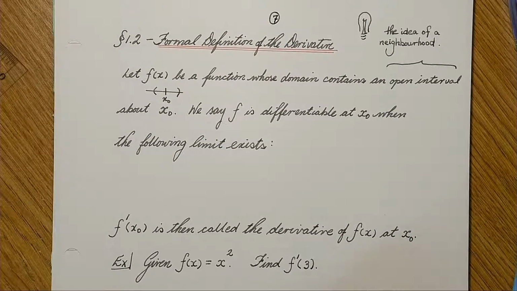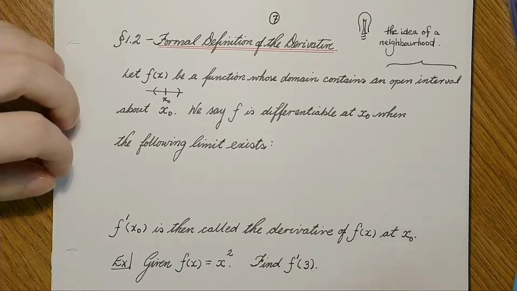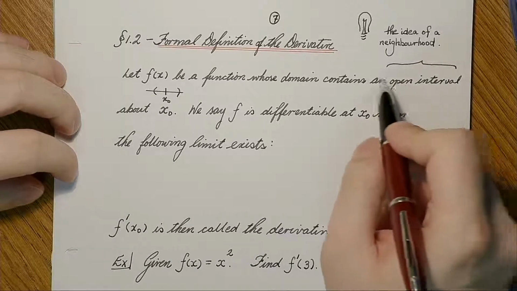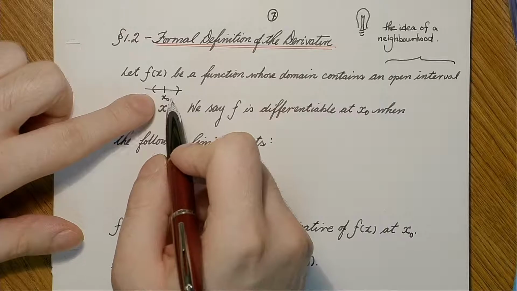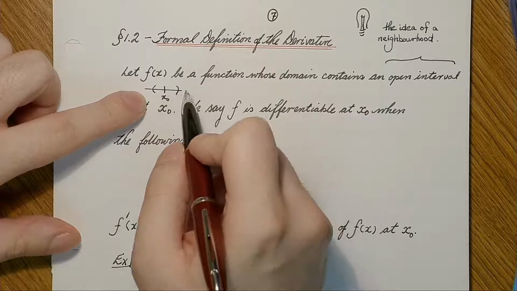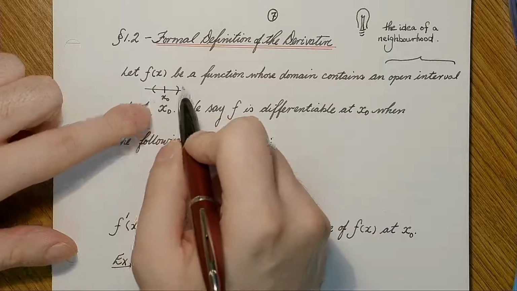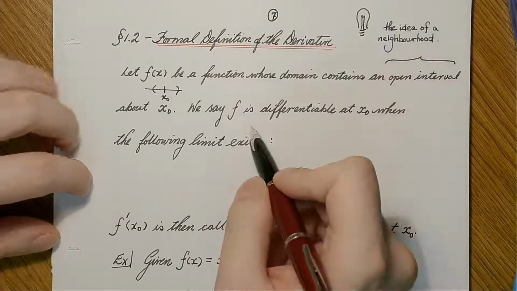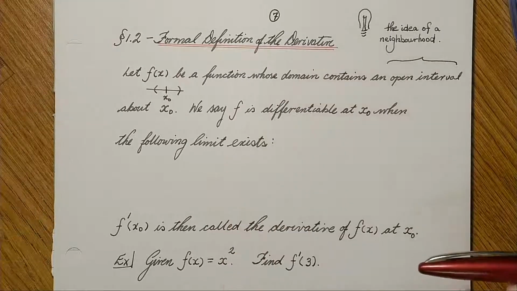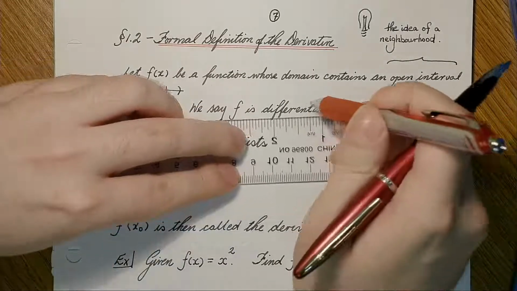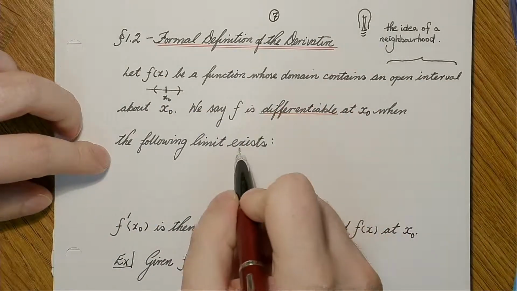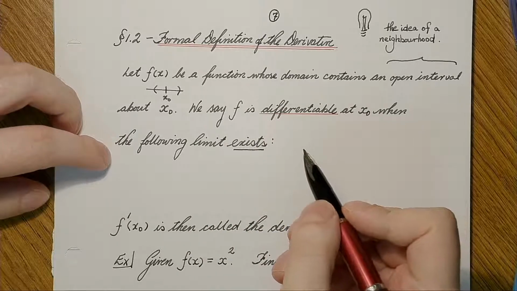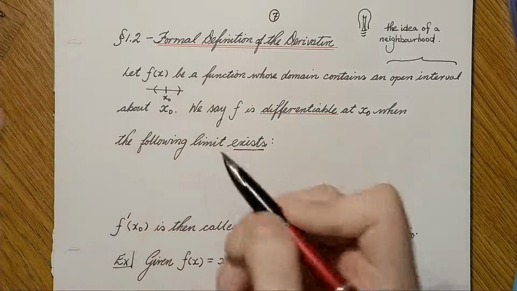So let's move on to the formal definition of the derivative. If we have a function f at x whose domain contains an open interval, so again, that's the idea of the neighborhood about x naught. So I've drawn this little diagram here. So there's our x, and I have my x naught, and I have an open interval around it. We say f is differentiable. So that's the term that we're defining here. It's differentiable at x naught when the following limit exists. So again, that means that the limit has to be the same approaching from the left-hand side as the right-hand side.